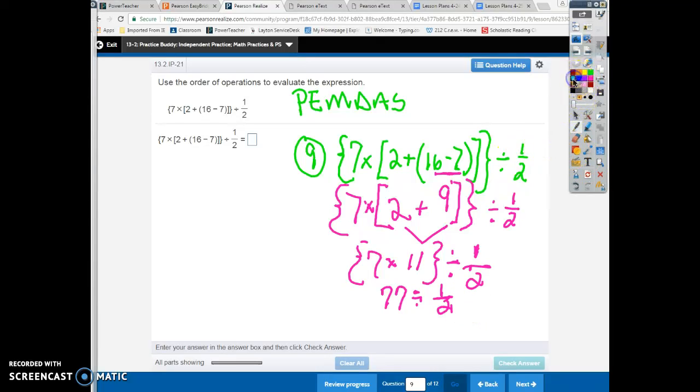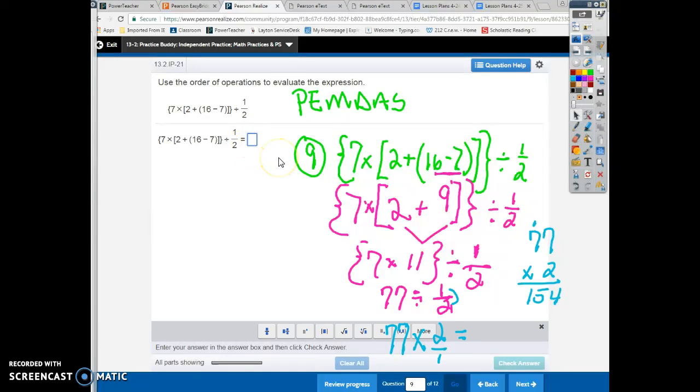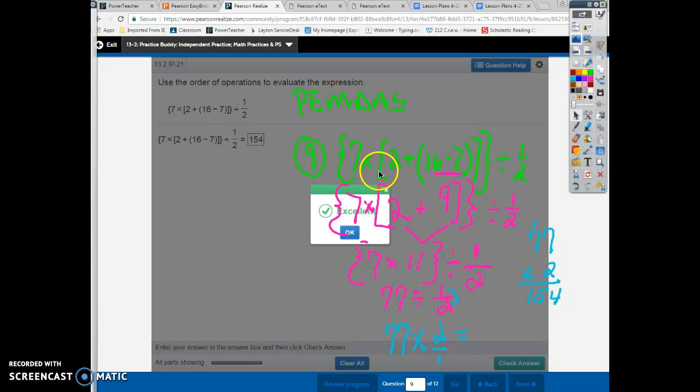And now I need to take 77, I need to divide it by 1/2. Wow, I have to remember how to divide a whole number by a fraction. Well, I know it was Kentucky Chicken Fried. That was keep. So I keep 77. I change my division sign to a multiplication sign, and I flip my fraction from 1/2 to 2/1. And now I need to figure out what 77 times 2 is. 77 times 2. Let's see, 2 times 7 is 14, plus 1 is 15. My answer should be 154. And I get an excellent, which is really, really good.